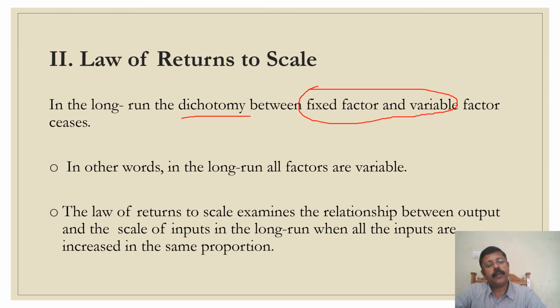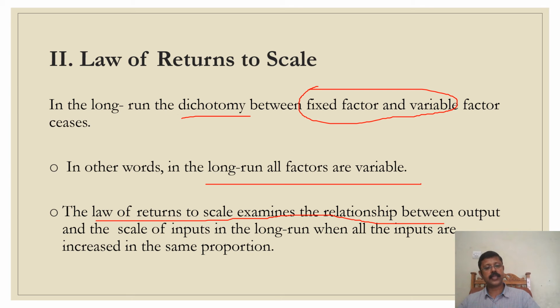Every factor is a variable factor in long run. So you can increase any amount of input to any level in the long run. That means in long run all the factors are variable. Therefore, the law of returns to scale examines the relationship between output and scale of input in the long run when all inputs are increased in the same proportion. So when you increase all the inputs in the same proportion, what will happen to the output? We are going to examine that in the law of returns to scale.